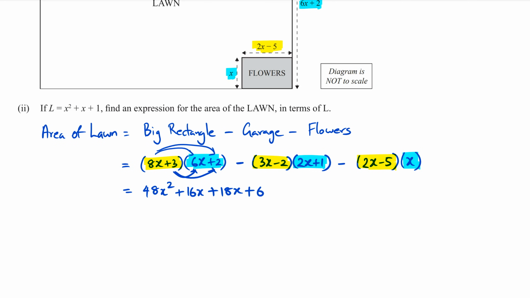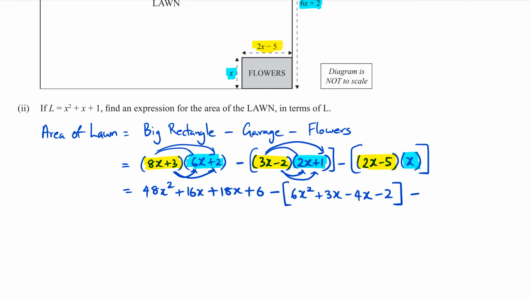Now what I'm going to do here though, with the second quadratic, I'm going to put a little bracket around here. And I'm going to work inside that bracket first, and then I need to think about bringing that negative out, all right? So first thing is 3x times 2x, which is 6x squared. Then I've got 3x times 1, which is 3x. Negative 2 times positive 2x is negative 4x. Negative 2 times 1 is negative 2. Close that bracket, and I've got one more minus to consider. So I've got 2x times x, which is 2x squared, negative 5 times x, which is minus 5x.